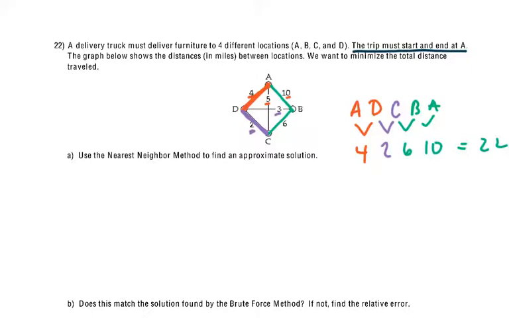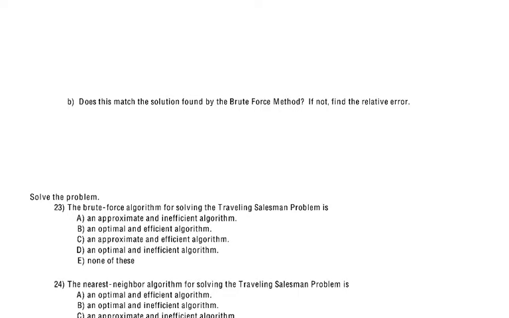This is more of you making the decision to not necessarily pick the most optimal route. You're making the decision at each point based on the information that you're given at that moment. So clearly in this example, that did not match the solution that we got from the brute force method.